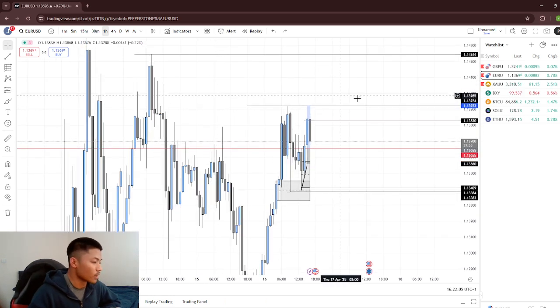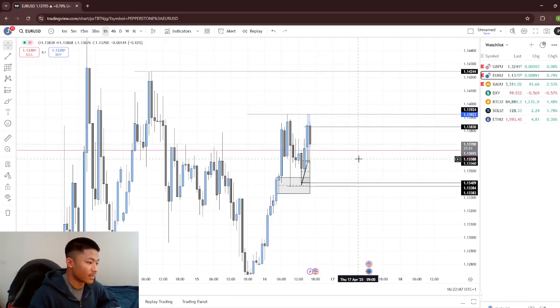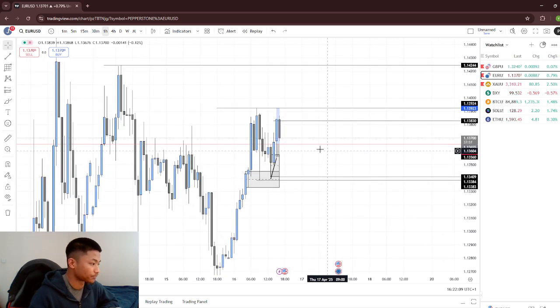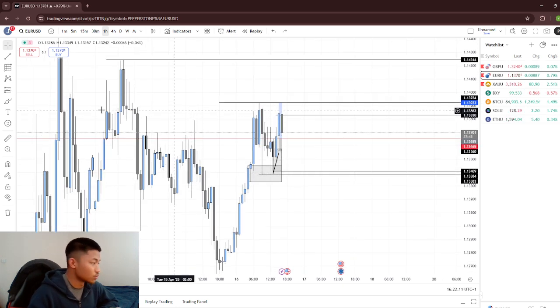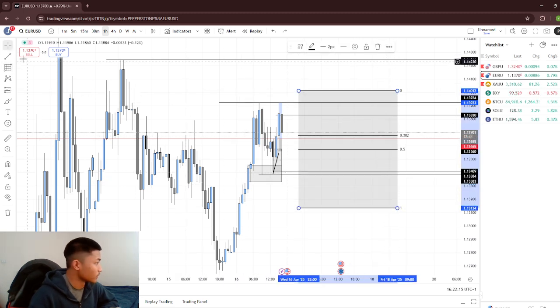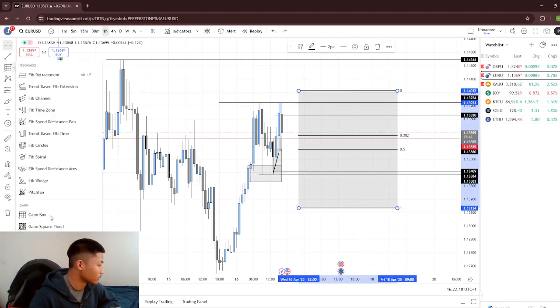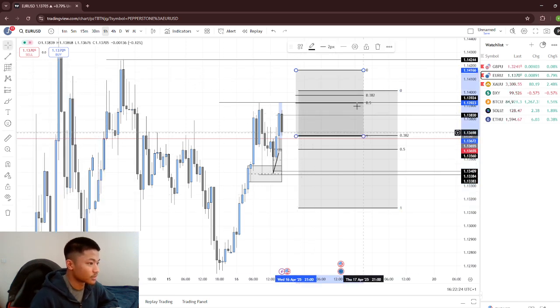And equilibrium will help us find that area of discount price. And it's usually, because we use the Ganbox tool here. That's what it's called, by the way. Yeah, Ganbox. And you have to edit a couple of things. I'll do that now, just so it's helpful.